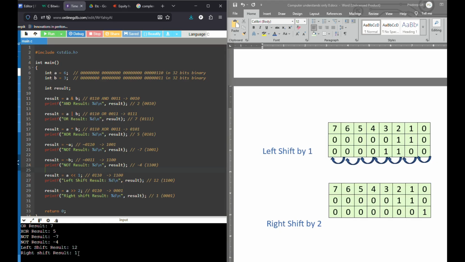So those are all the bitwise operators. This is about the operations of all the bitwise operators.